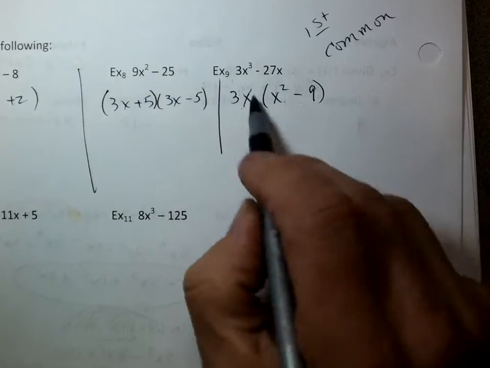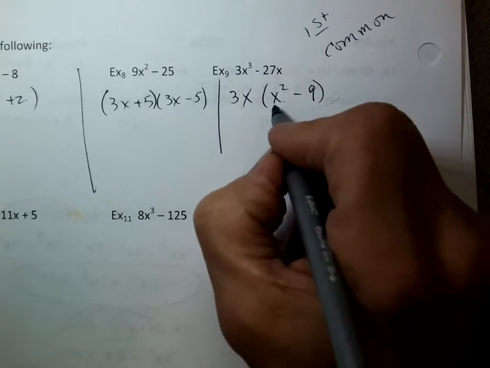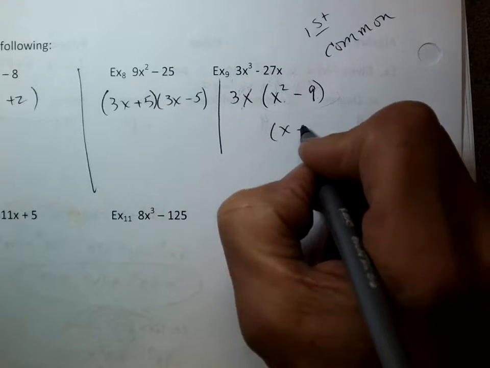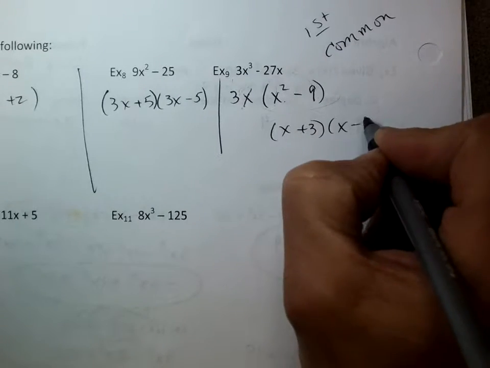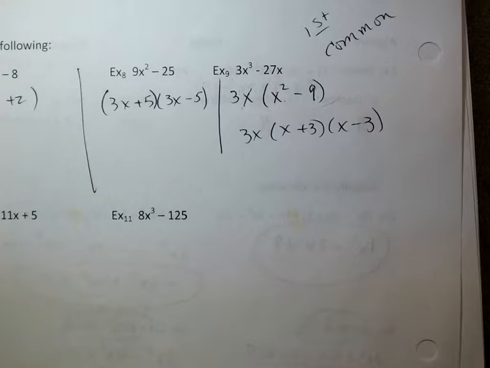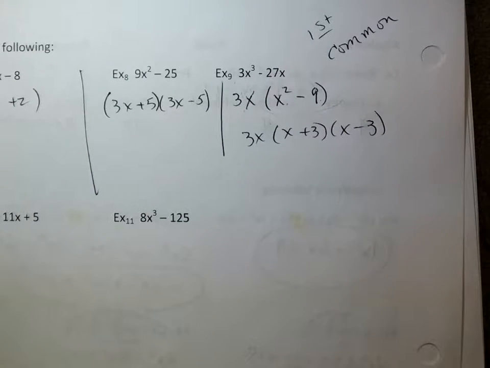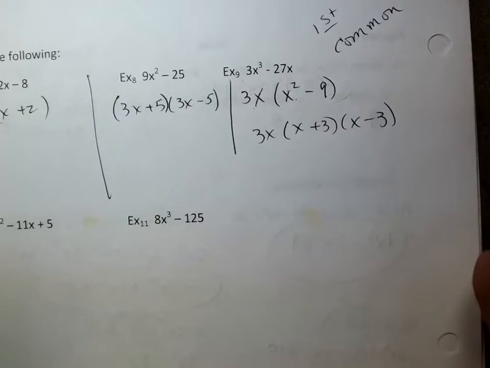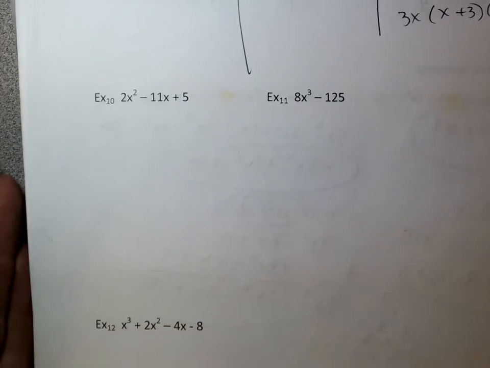Now this will factor again. We know that x squared minus 9 factors into x plus 3, x minus 3, and don't forget that we had a 3x originally. You should be good at factoring by now. There's a couple of tricky ones, but you should be good at factoring. Okay, example 10.